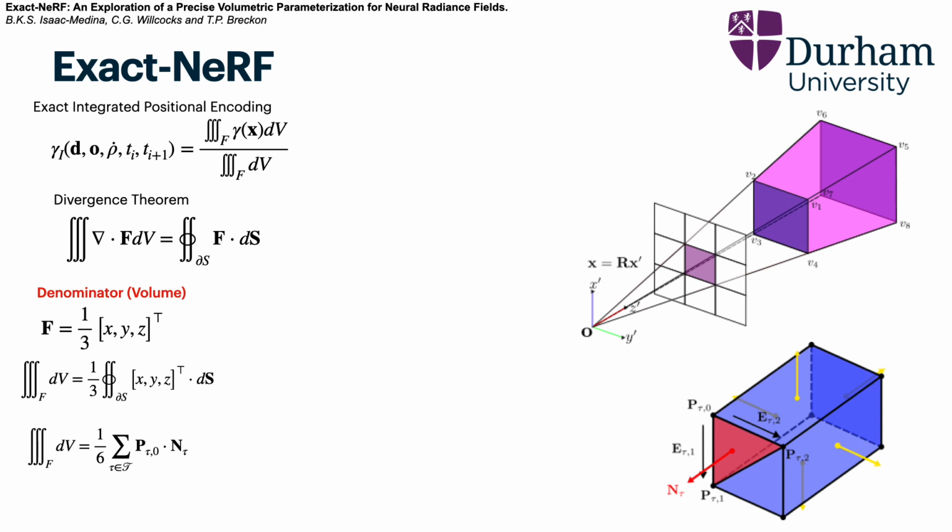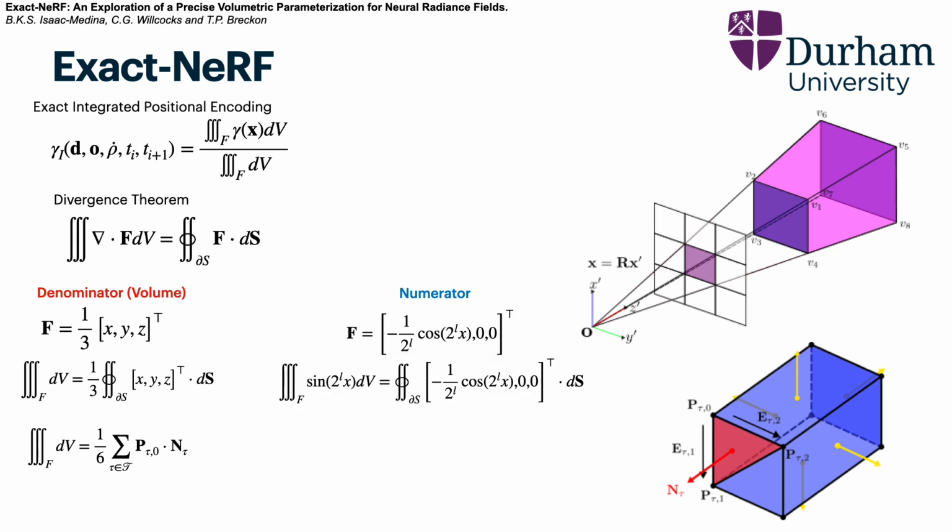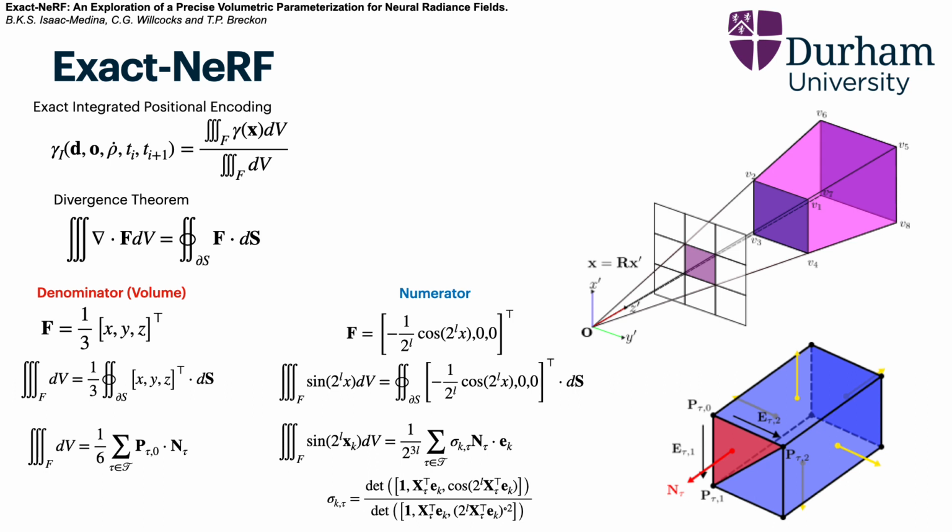We can use the same strategy with the following function for the numerator of the exact integrated position encoding. This function is valid for the x-coordinate and the sine function of the position encoding in NeRF, but a similar analysis can be done for other coordinates and the cosine part of the position encoding. The final formula of the numerator is given by the following expression, where x_k is the kth coordinate, 2 to the O is the frequency of the position encoding, and capital X_tau is a matrix containing the coordinates of the vertices of the triangle.